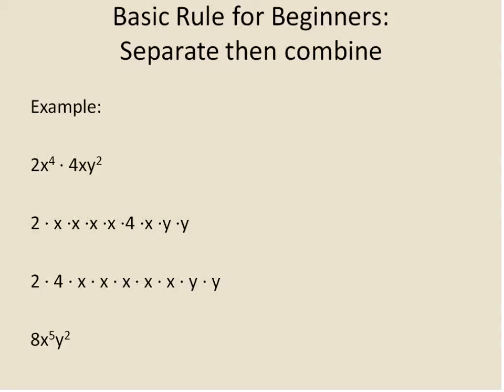There are some shortcuts I'm going to show you. But if you're starting out and you want to get comfortable with it, a good way to start out is to separate them into every individual thing that's multiplied, and then join them all together. Again, using the commutative property, this step here is not really necessary if you just take the number times the numbers. It just helps me to kind of lay it out so that I can see it more clearly.